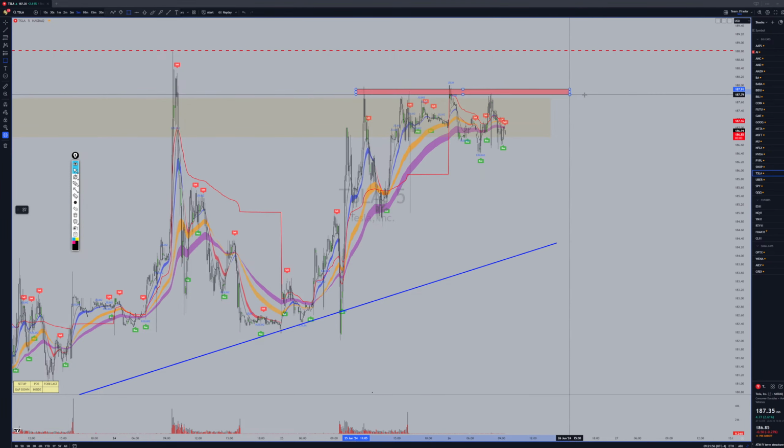The first one will be a push into this area, and if we have a push here and it doesn't fail over here, so it doesn't start doing this, then I'm not looking to take a short. This is the A plus setup. We're looking for the breakout, and then the first target is 189, and we're going to long over here around 188. So this is going to be the long play.